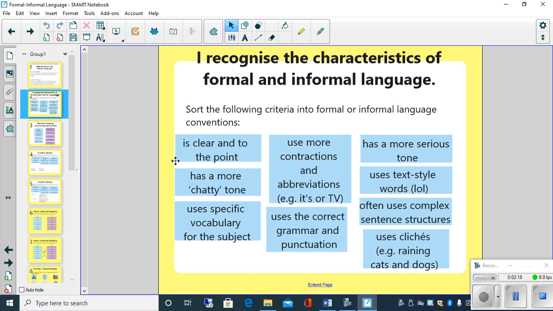There's different points here to do with formal and informal language styles. So I'm just wondering if you could have a look at those nine and identify whether they are formal or informal. Again, pause the video, have a think to yourself, and then on the next page, we'll have a look to see if you identified them correctly. So pause the video and see you in a second.